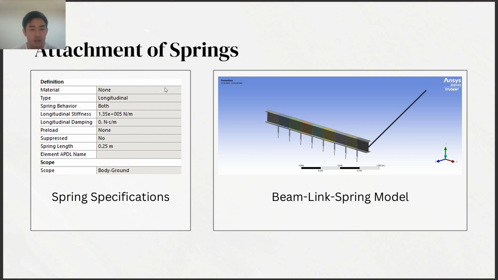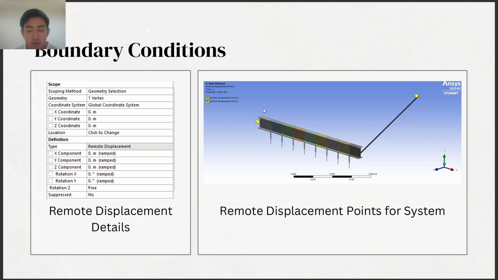The springs are attached directly to the nodes of the model with a spring length of 0.25 and varying spring stiffnesses for the longitudinal stiffness. Here on your right, you can see the completed model with the springs attached. To apply the boundary conditions, I used remote displacements for point A as well as point C. Here I've set the XYZ components to 0 magnitude, as well as the rotations for the X and Y axes. However, the rotation for the Z axis is free.